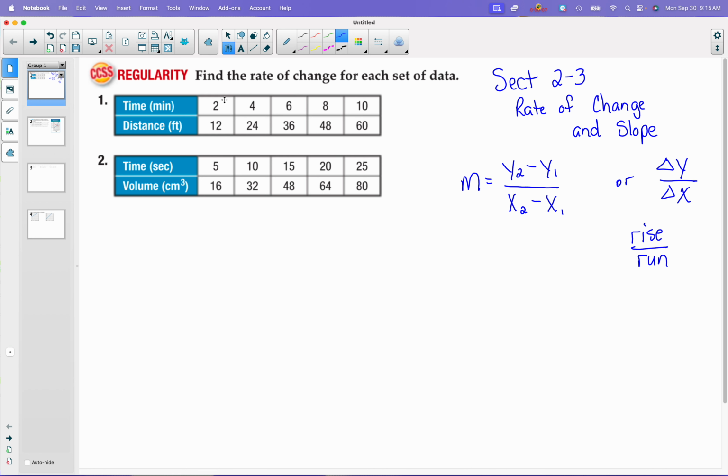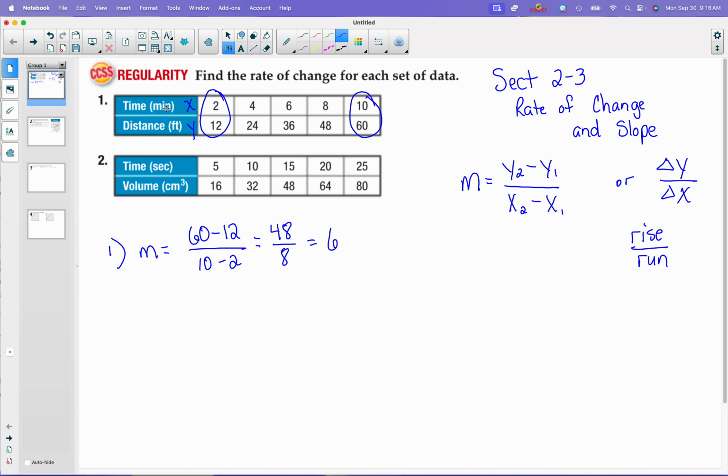So when you look at this chart, because you have choices to make, I'm going to use the first ordered pair. These would be the x values, these would be the y values, and I'm going to use the last ordered pair to find the rate of change. So for number 1, when I want to find the rate of change, which is the same as the slope, I'm going to take the change in y, so 60 minus 12, and in the denominator I'm going to take 10 minus 2. And when I do that, I'm going to end up with 48 over 8, which simplifies to 6.